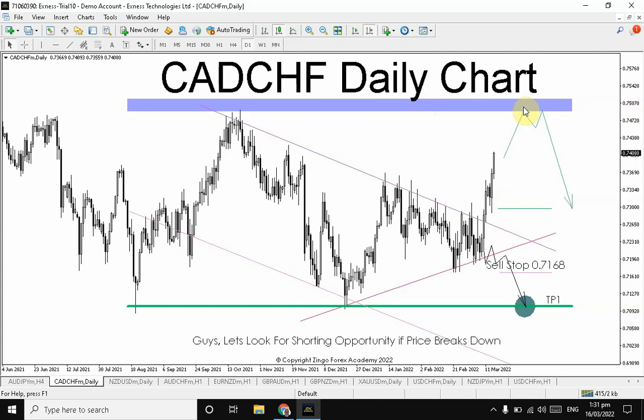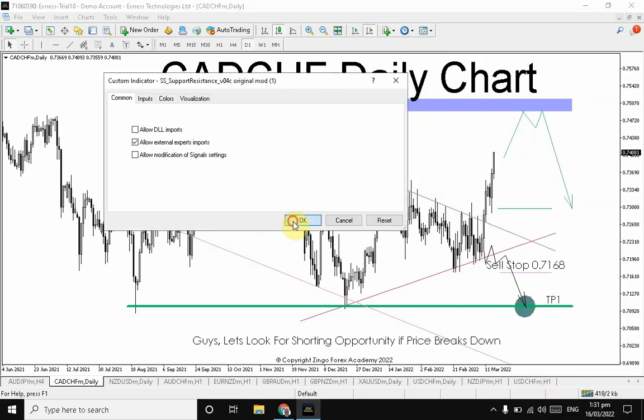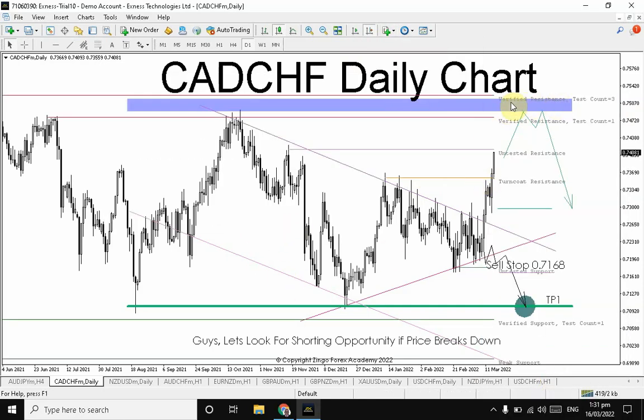When price gets here, then we'll start looking for an opportunity to short or to take a long position in this market. So let's even add some indicators to see where our support and resistance areas are. You can see this is verified resistance. This is where my bar is now, it's a verified resistance zone. So price is ultimately coming to test these levels, and from these levels we take a short position in the market and catch some pips, guys.